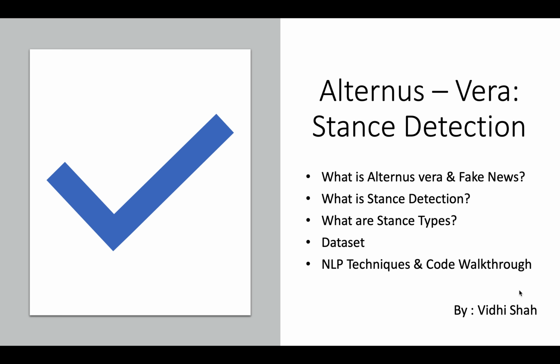Today I'm going to present the stance detection feature as part of the Alternus Vera project. So what is Alternus Vera and fake news? Fake news is nothing but news which is a made-up story with an intention to deceive the reader or grab the reader's interest. And Alternus Vera is the project that helps us identify whether a news item is fake or not.